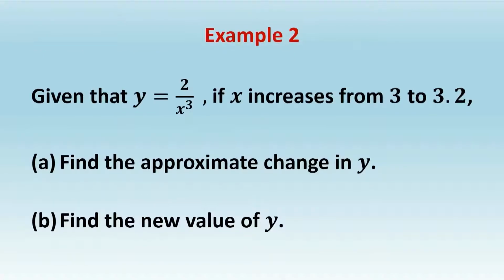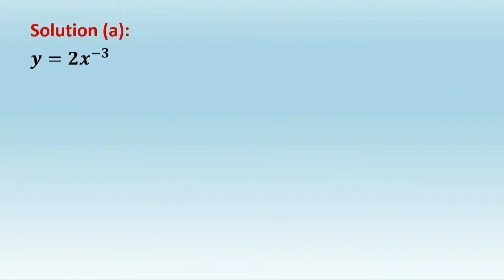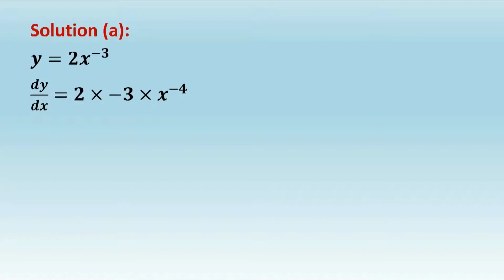Example 2. Given that y = 2 over x³, if x increases from 3 to 3.2, part A, find the approximate change in y. Part B, find the new value of y. First, we rewrite our function. y = 2x to the power of −3. dy/dx = 2 × (−3) × x to the power of −4, so dy/dx = −6 over x⁴.